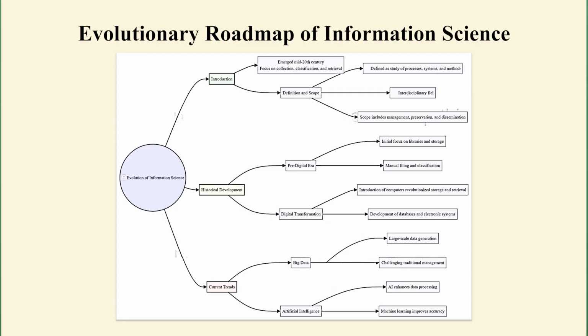If we go to the definition part and scope, it is defined as the study of processes, systems and methods. And we can say that information science is an interdisciplinary field. Now we go to the scope, which includes management, preservation and dissemination, so a lot of subjects. Now we go to the historical development part. If we consider the pre-digital era, then the digital transformation.